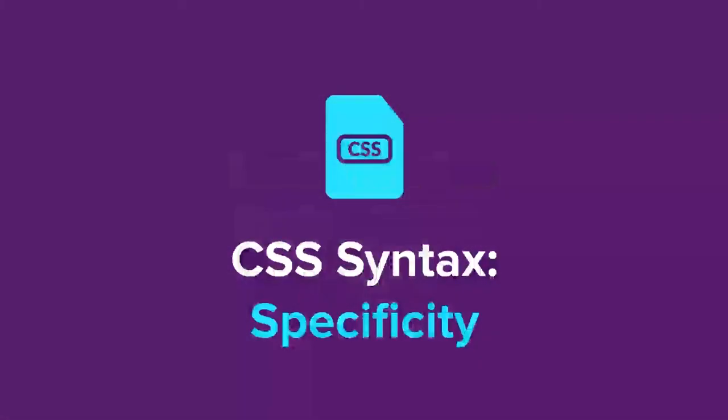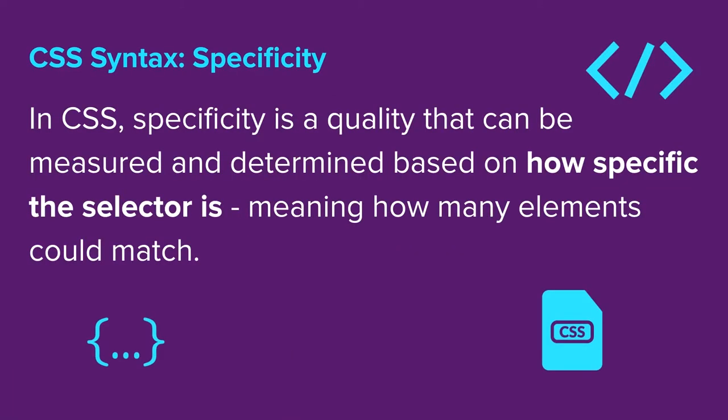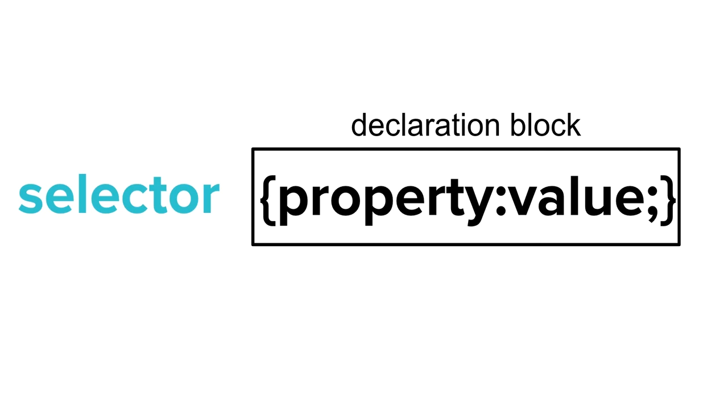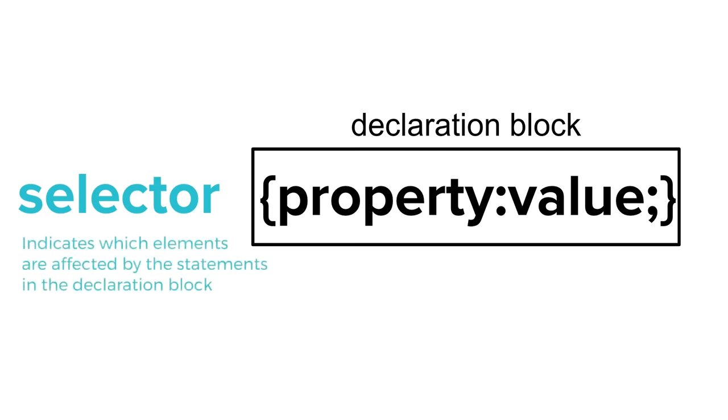Let's talk about the role of specificity in CSS syntax. In CSS, specificity is a quality that can be measured and determined based on how specific the selector is, meaning how many elements could match. We have discussed how the selector is our target, meaning what we write as the selector in our CSS determines which elements are affected by the properties and values in the declaration box.